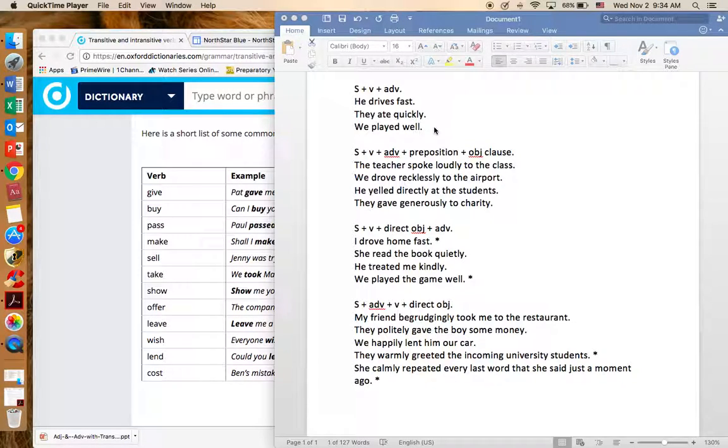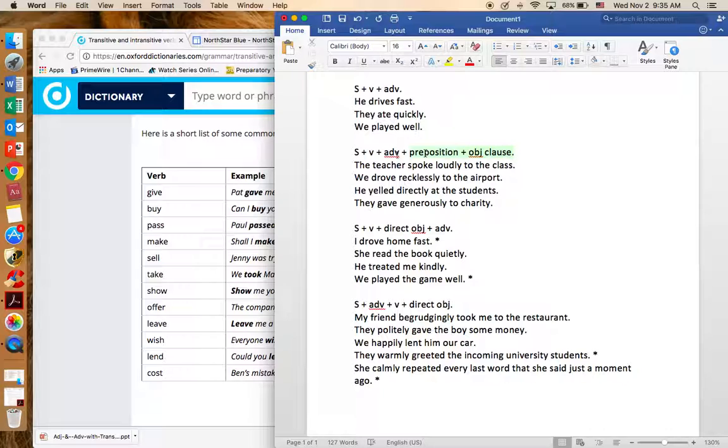Let's look at adverbs a little bit more closely so we can better understand where they come in the sentence. For simple sentences, we're usually going to put the adverb right after the verb. He drives fast, they ate quickly, we played well. These types of sentences have just a subject followed by a verb, and then we'll put the adverb here. Well and fast, you should note, are specific examples that require the adverb to be after the verb.